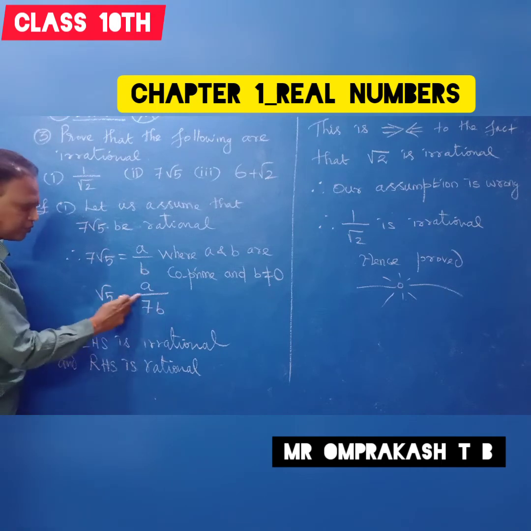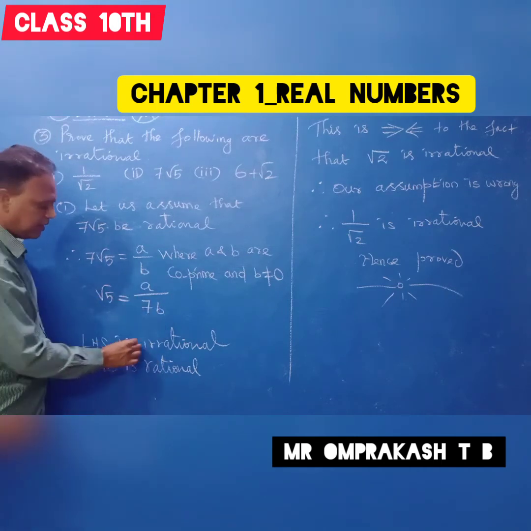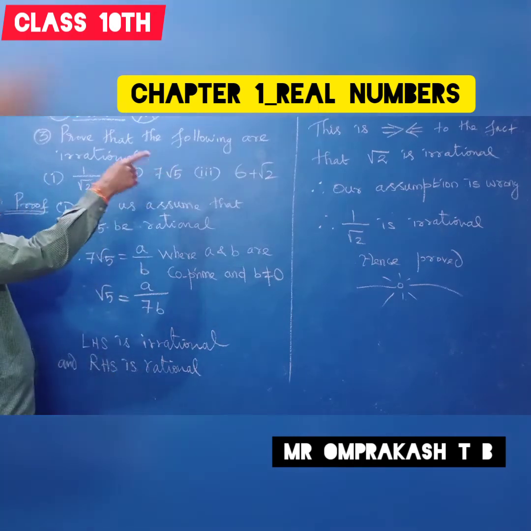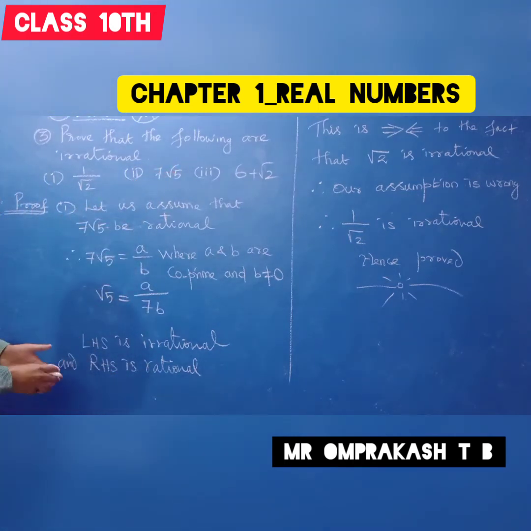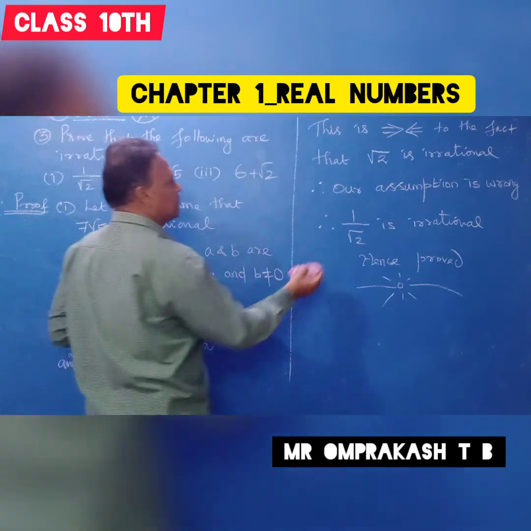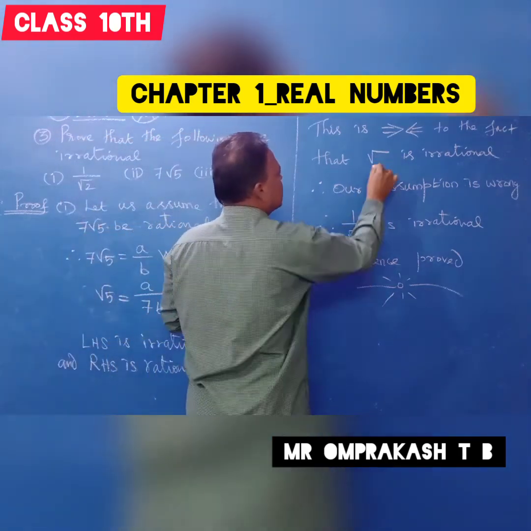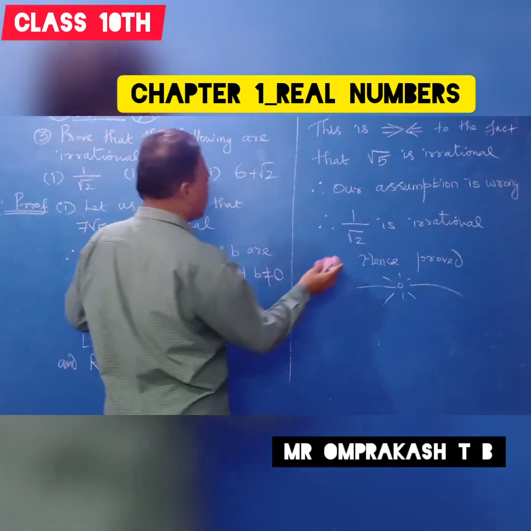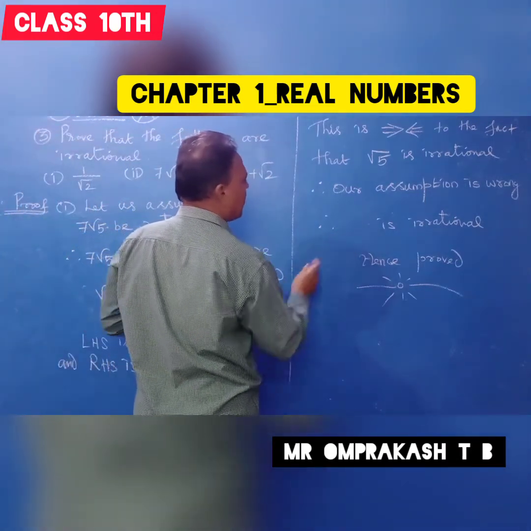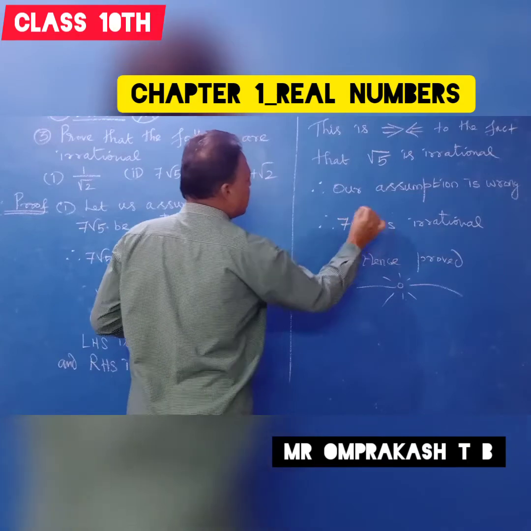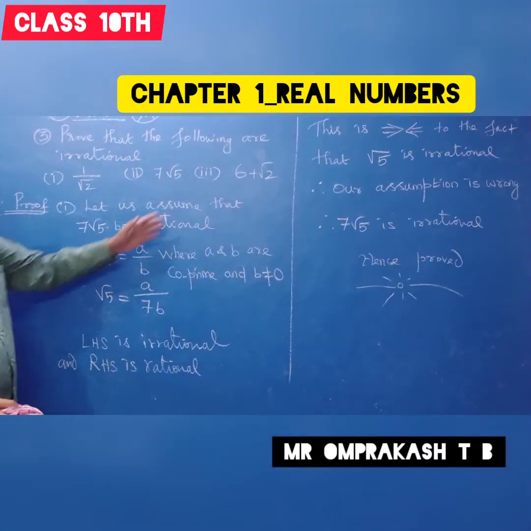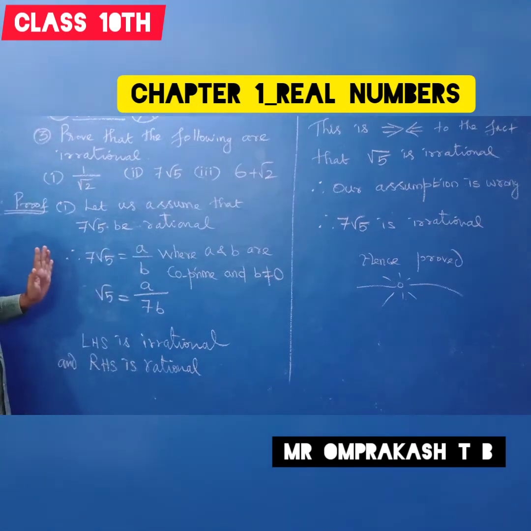So this right side is fully rational here. So that is impossible. Therefore this is a contradiction to the fact that root 5 is irrational. So our assumption is wrong. Therefore 7 root 5 is irrational. Clear? The same way this problem also we can easily do.